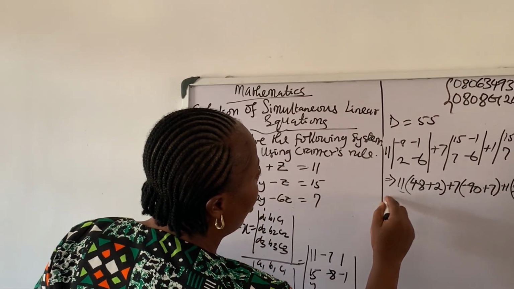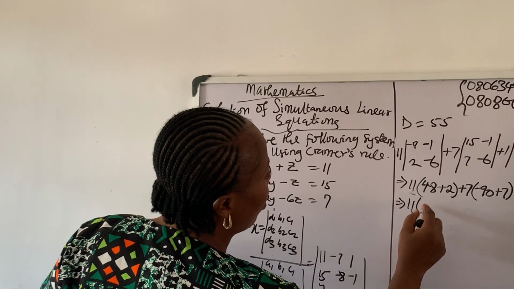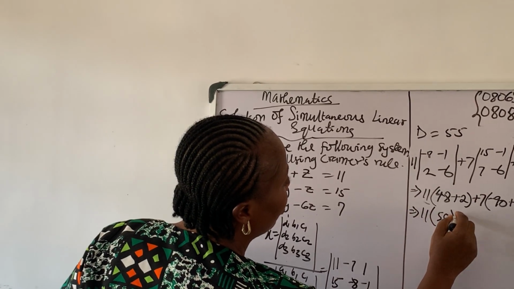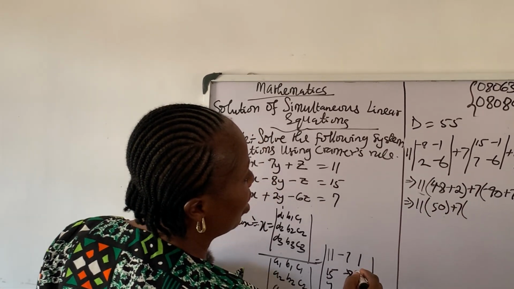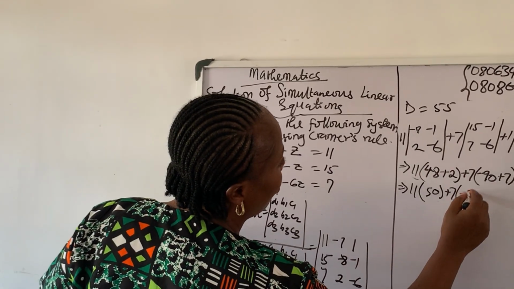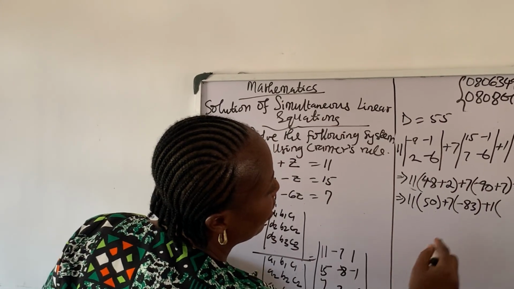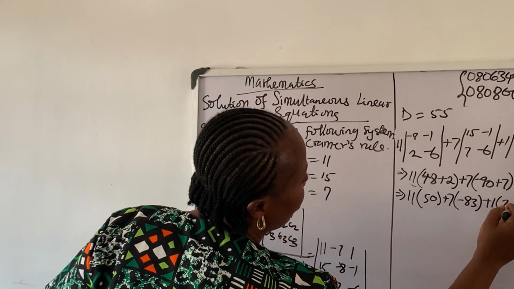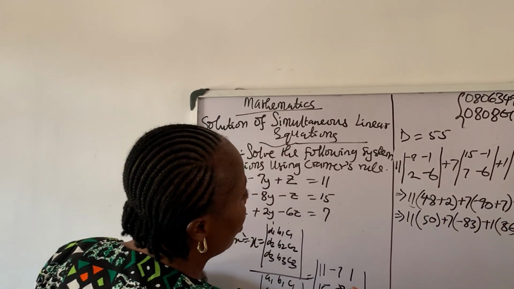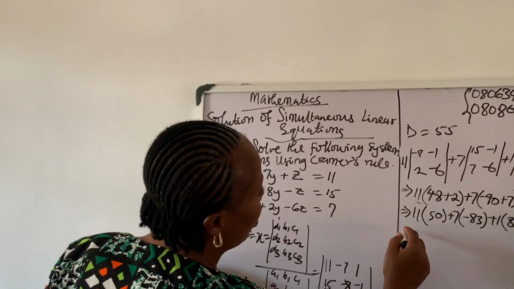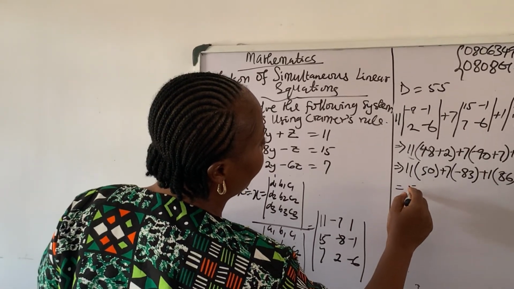Okay. Now, 48 plus 2 is 50. Minus 90 plus 7 is minus 83. 30 plus 56 is 86. 11 times 50 is 550.